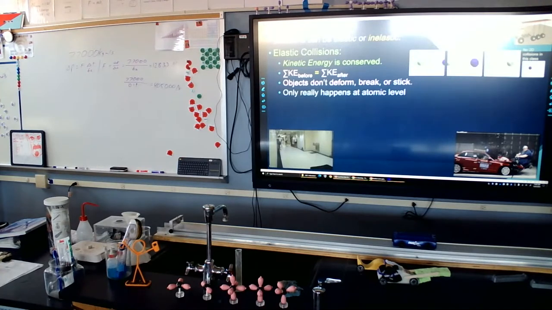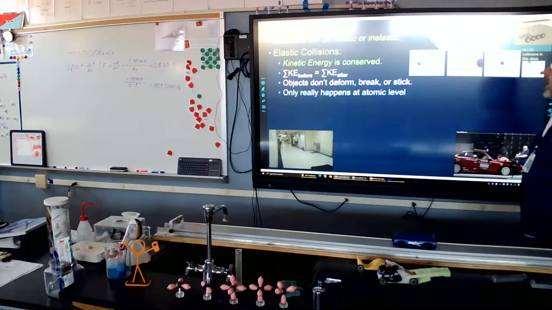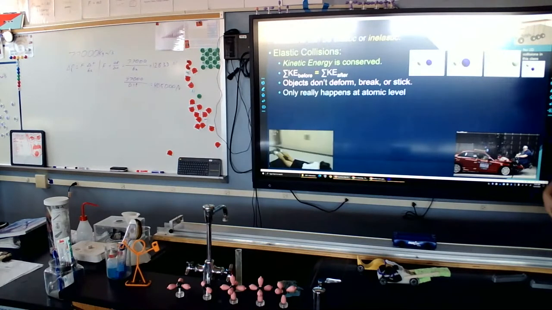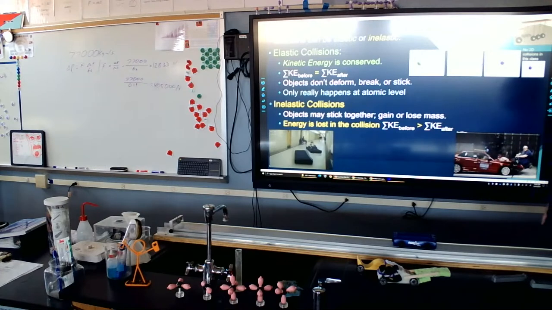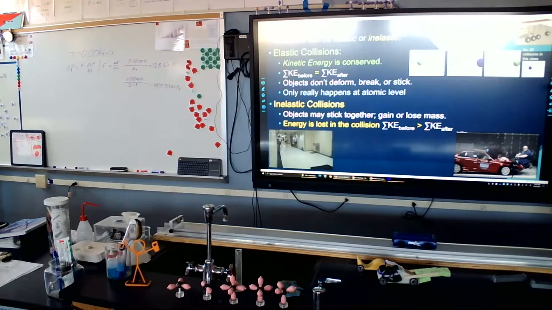The only place that true elastic collisions happen is at the atomic level. Billiards is close, but in billiards the molecules still flex a little bit and give off sound, so you lose a little bit of energy. The only place where it actually happens is at the atomic level. And this two-dimensional collision, these are not taught at the first year of physics level. So just linear collisions.